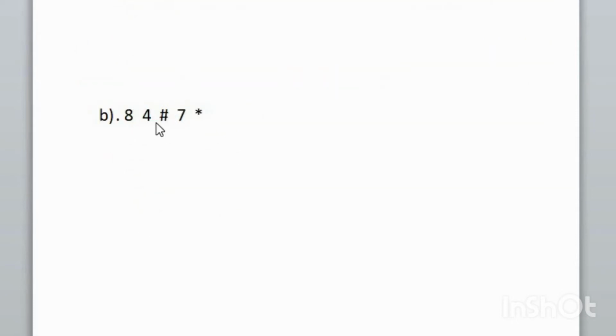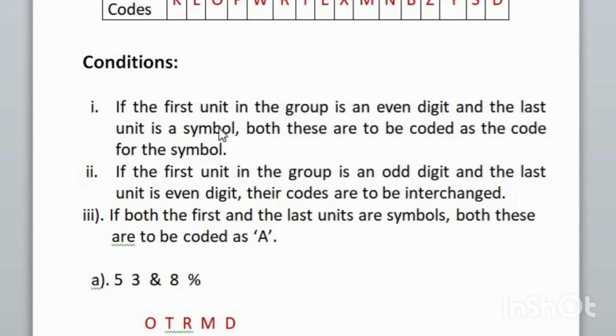The next group is 84#7 star. Here the first it is an even number 8, and the second one, it is a symbol star. So the first, it is an even number, it is a digit, and the last is a symbol. So we can look through that condition. Yeah, it is the condition 1 itself, that is, if the first unit in the group is an even digit, yes, 8 is an even digit, and the last unit is star, it is obviously a symbol, then both these are to be coded as the code for the symbol.